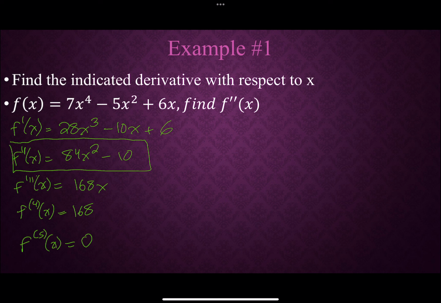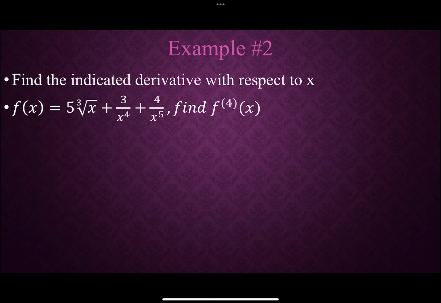However, if the exponents are not positive integers, but negative integers or rational numbers, fractions, it will never disappear. Because subtracting by 1 with a negative number just keeps on getting more and more negative. And then fractions subtracting by 1 will never go to 0. They just go to other fractions, eventually negative fractions. So if you're given an expression with radicals or with the variable in the denominator, again, you've got to remember to rewrite them. So f of x is 5x to the 1/3 plus 3x to the negative 4th plus 4x to the negative 5th. And we want to find the fourth derivative.